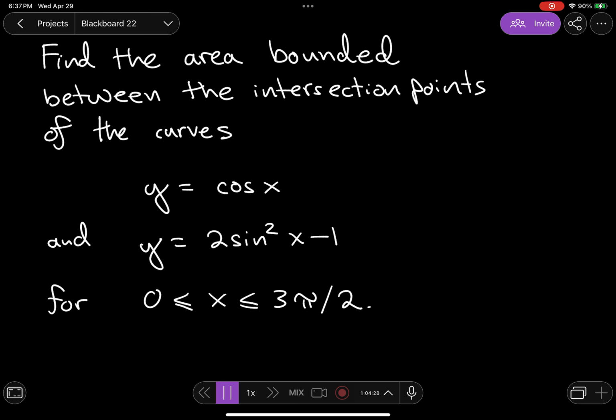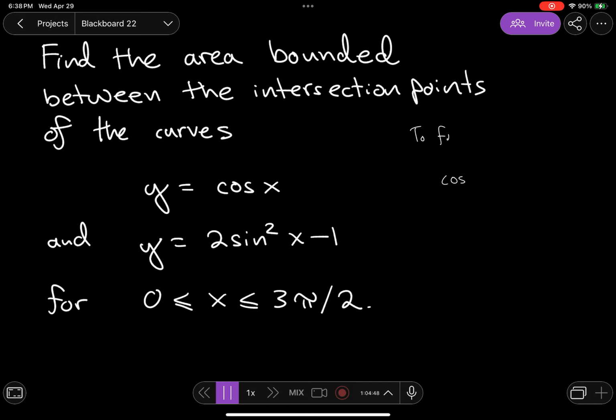Now, full disclosure, and we're only limiting ourselves because these functions oscillate a ton. This probably has infinite area. So we want to limit ourselves to the intersection points that occur within this interval. So what we need to do is set these curves equal to each other to find our bounds of integration. So I'll write that down.